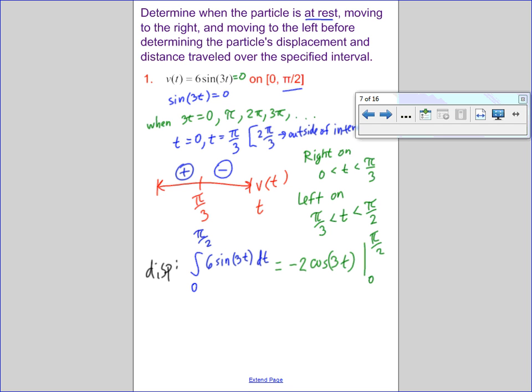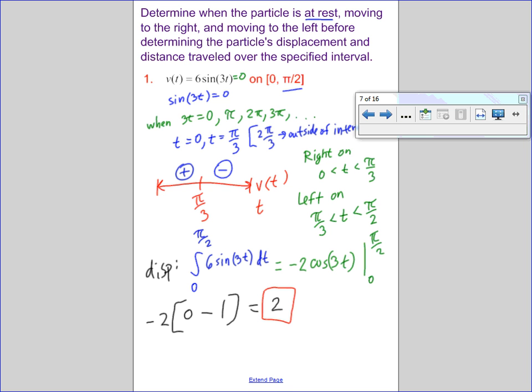All right, can I evaluate that? Certainly. So my position function evaluated at my upper limit. I'll pull out the negative 2. Cosine of 3 pi over 2 is 0 minus cosine of 0 is 1. I'm getting negative 2 times negative 1 is positive 2. So I'm getting a displacement of 2 units.